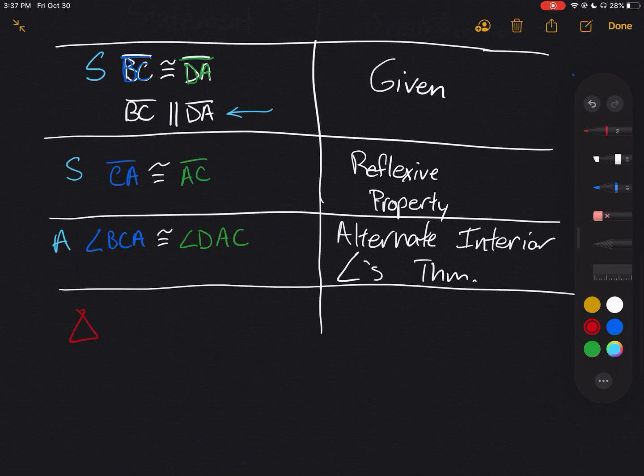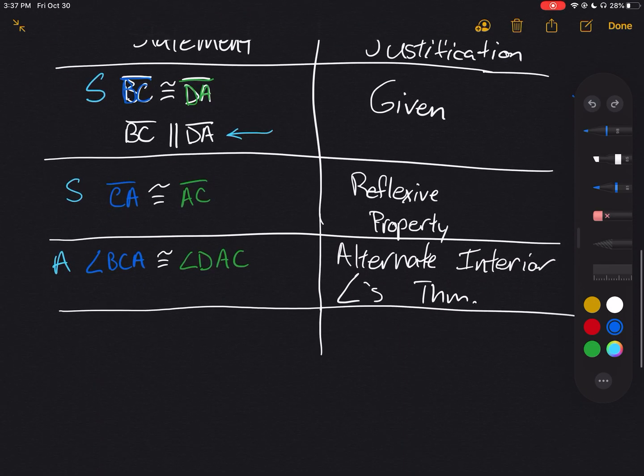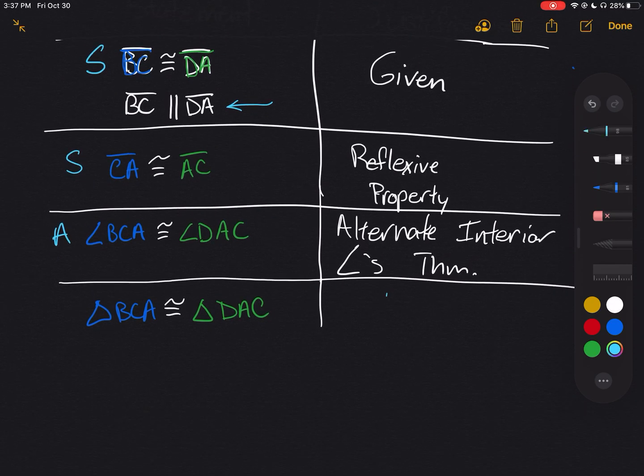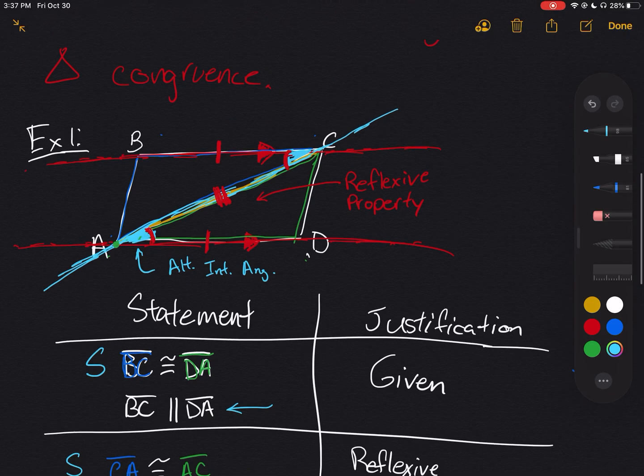So, oh, that's not what I wanted. So I can say triangle BCA is congruent to triangle DAC. And why is it congruent? Well, I proved it using side, angle, side. So by side, angle, side. And that's it. Done. Square, Q, E, D. Okay, so that's one example.